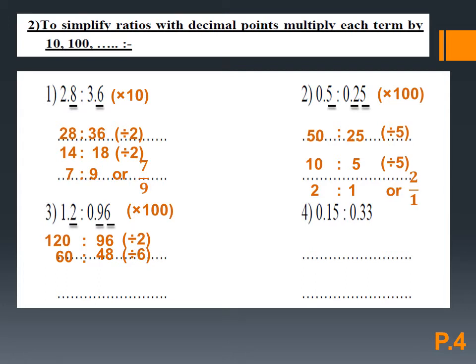Even numbers again, divide again by 2 or 4 or 6 or 8 and so on. But here we can divide directly by 6. 60 divided by 6 equals 10. 48 divided by 6 equals 8. We get even numbers again, divided here by 2. 10 divided by 2 equals 5. 8 divided by 2 equals 4. And this is the simplest form because 5 and 4 are two consecutive numbers, and you can write it in fraction form, 5 over 4.